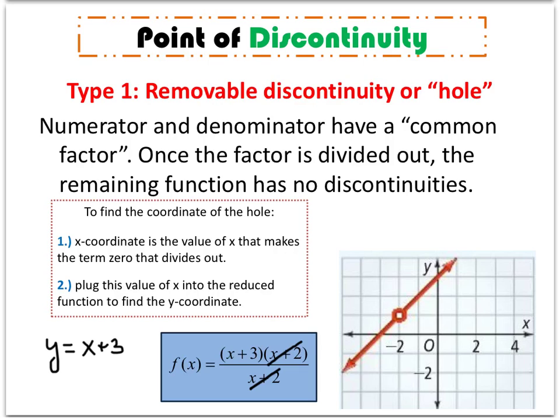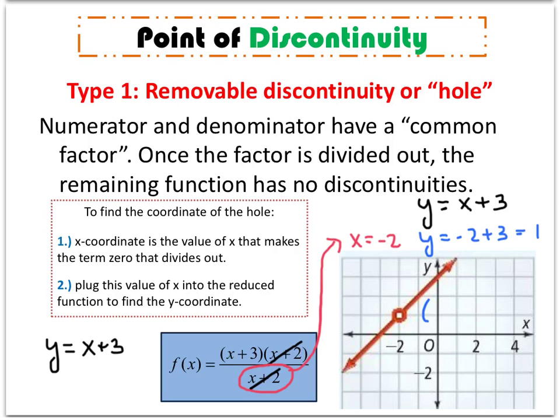Now, if I want to figure out where this hole occurred, I take the term that was giving me issues in my denominator. So it's going to be x equal to -2. And then I take that x equal to -2 and I plug it into my reduced function. So I plug in the -2, and this will give me the y coordinate to my hole. So the hole is occurring at -2, 1.